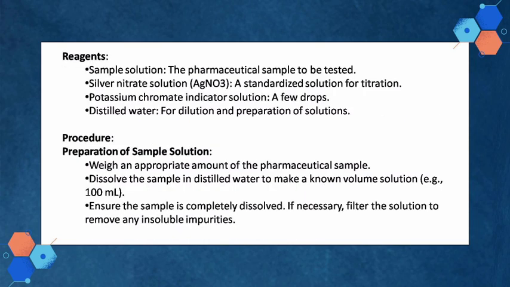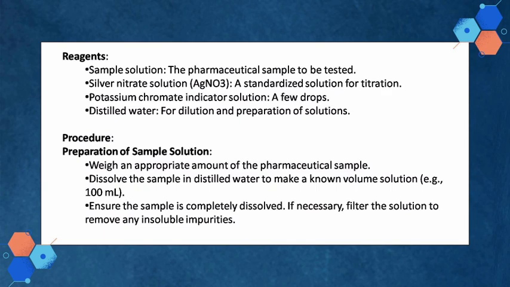Reagents used: sample solution, the pharmaceutical sample to be tested; silver nitrate solution, AgNO3, a standardized solution for titration; potassium chromate indicator solution, a few drops; distilled water, for dilution and preparation of solutions. Procedure for performing the limit test.